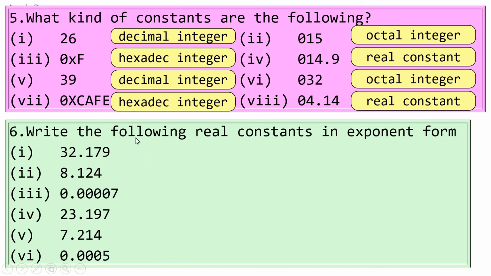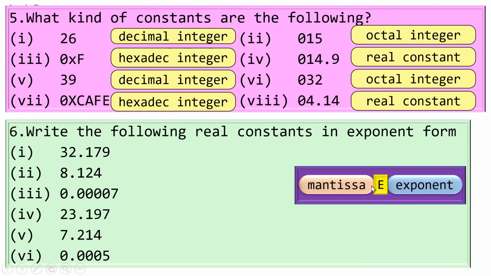Here the real constants are in fractional form. To represent a real constant in exponent form, the format is mantissa E exponent. Since these are floating point numbers, you can move the decimal point in whichever direction you wish. For the number 32.179, I'm going to move the decimal point in front of 3 like this.